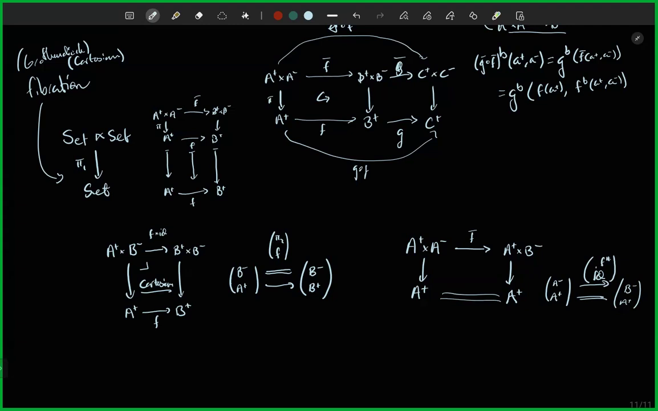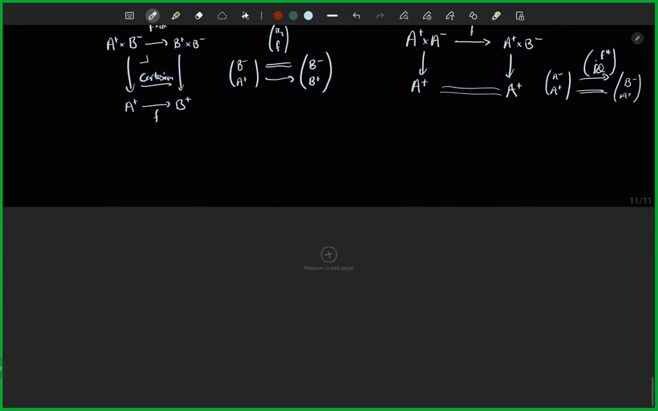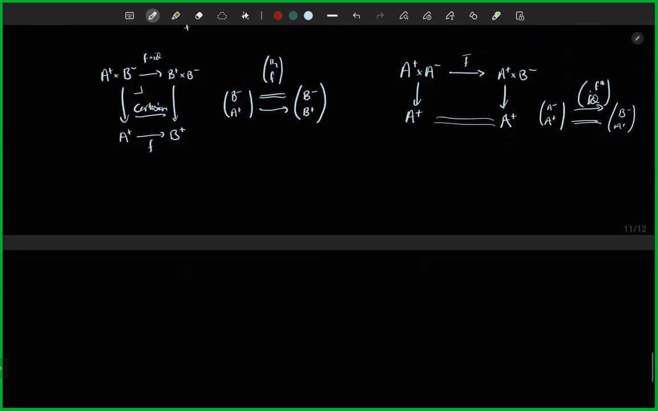And these have a lot of nice properties, but the first thing to note is that every square can be factored into these two, because if I have any square, A plus times A minus to B plus, and this is F and this is F bar, then I can write it in two stages.